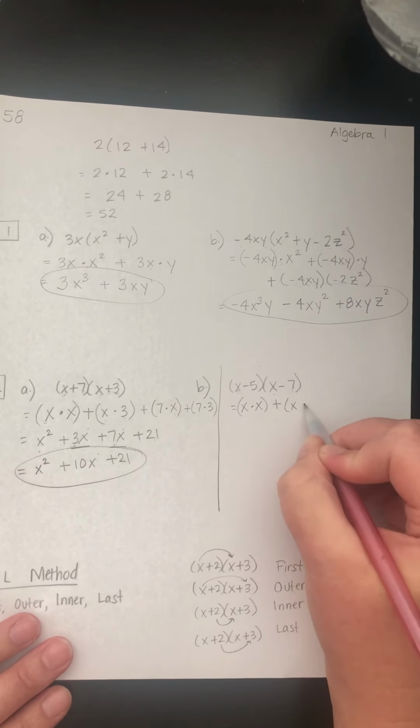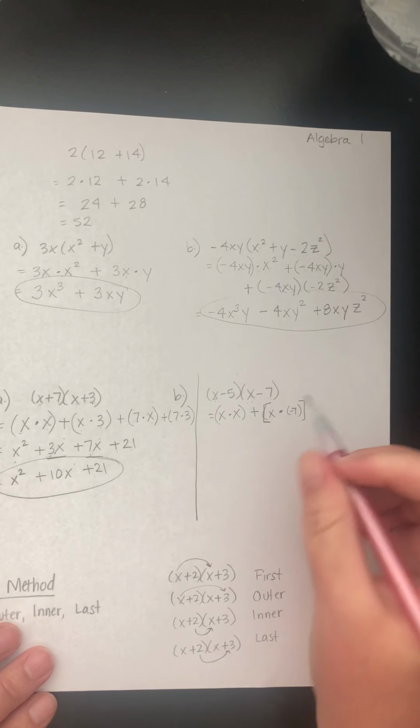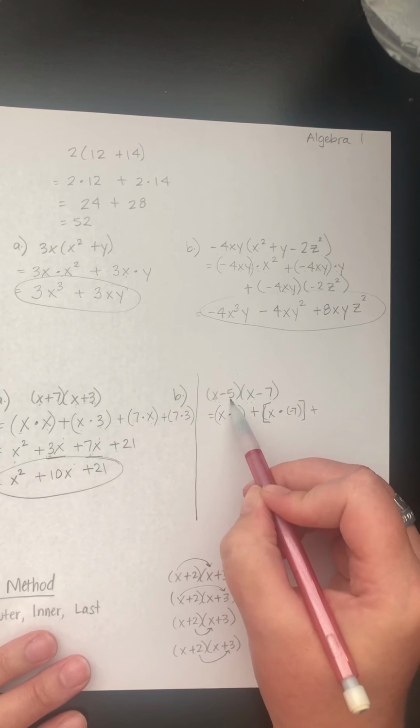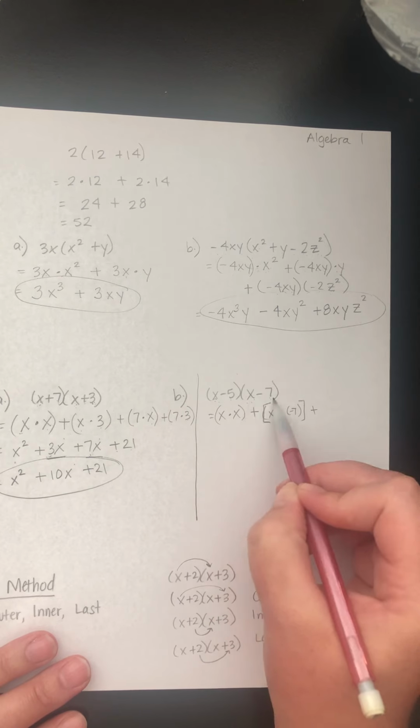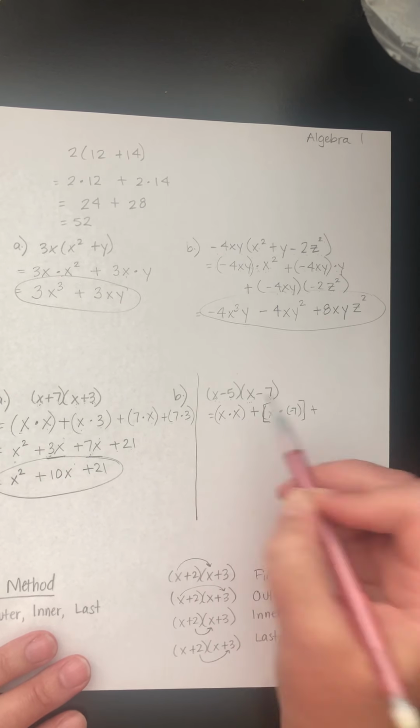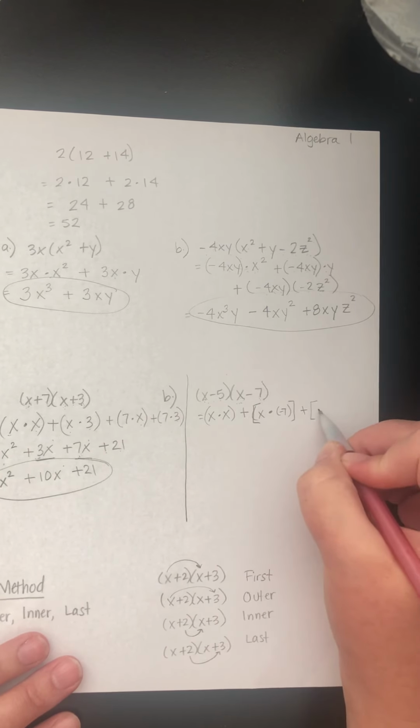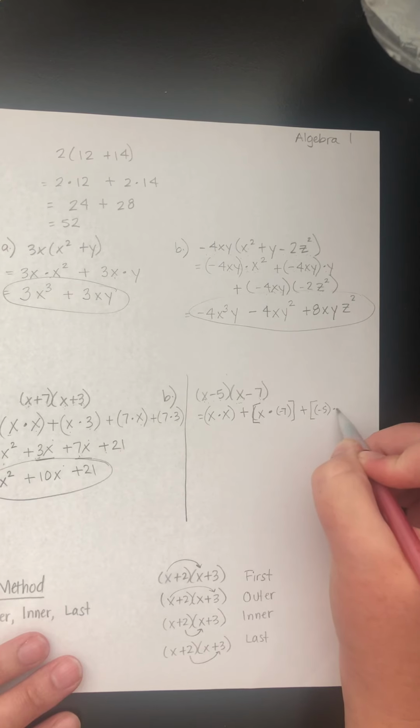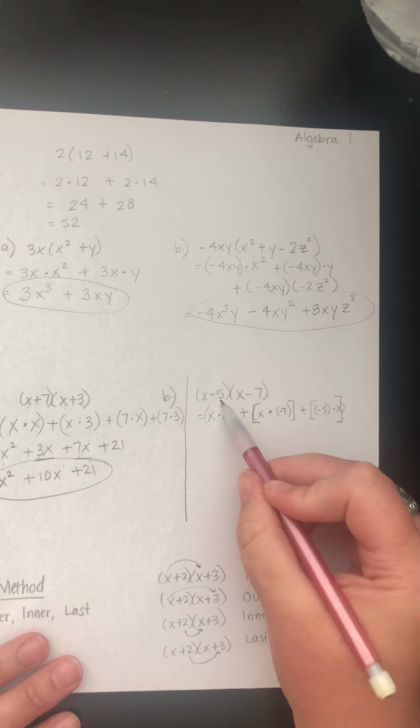Gonna have to move this to brackets. Plus, we're done with our first term, we're gonna move to our second term, negative 5 times both of these terms. Negative 5 times x. And then negative 5 times negative 7.